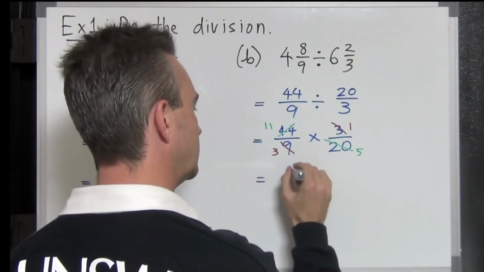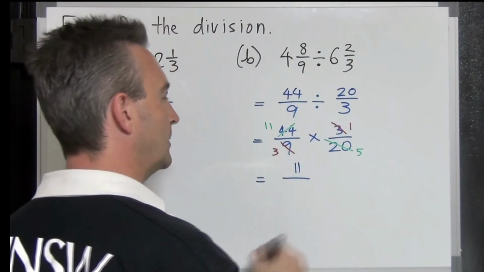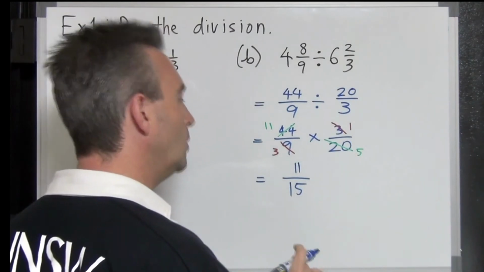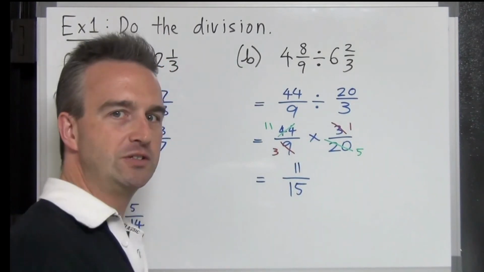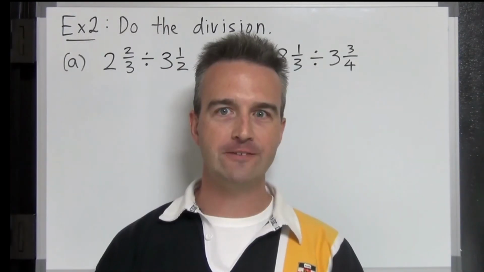11 times 1 on the top is 11. 3 times 5 on the bottom is 15. We get a proper fraction, no conversion needed. All done.